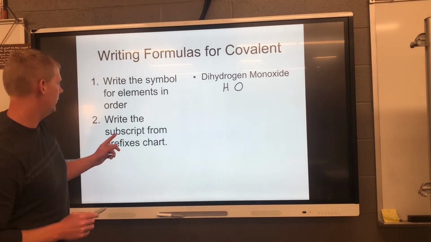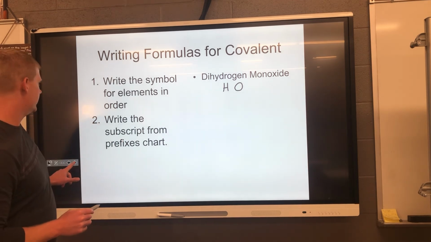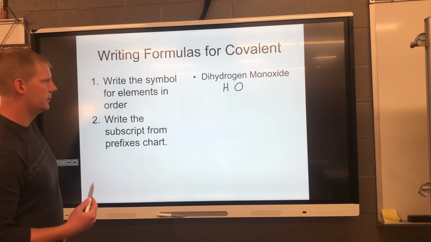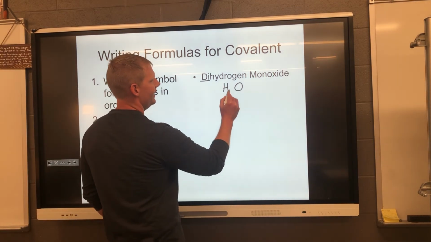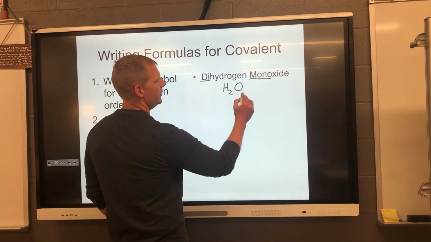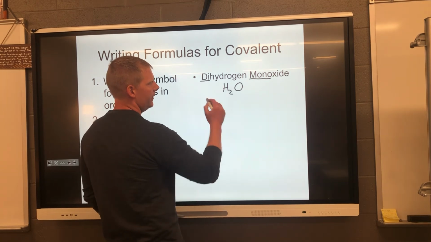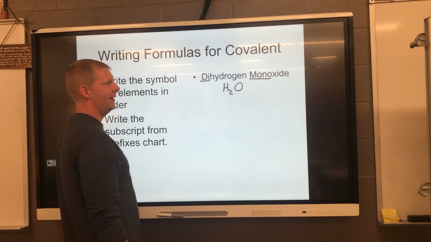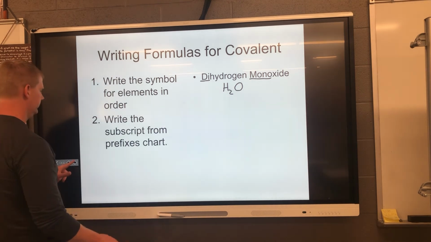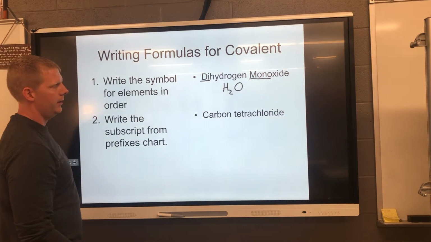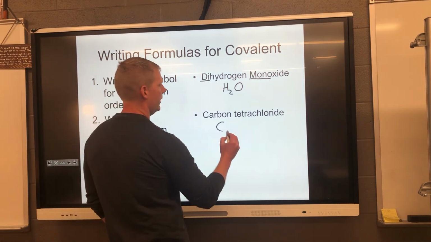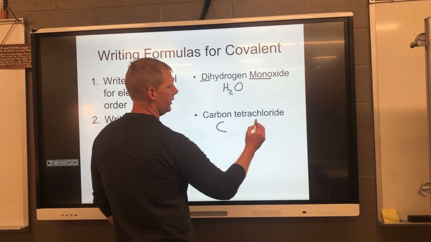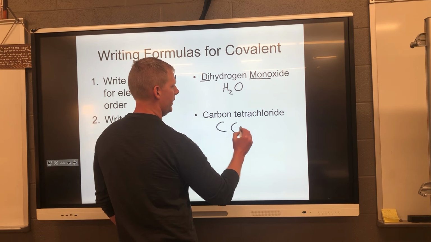Now we're going to use the prefixes chart. I don't have it on the slide, but we know di is 2 and mono is 1, so I don't have to put a 1 there. So dihydrogen monoxide is H2O. Next one, carbon tetrachloride. So again, write the symbols. We have C, and for tetrachloride, chlorine is Cl.